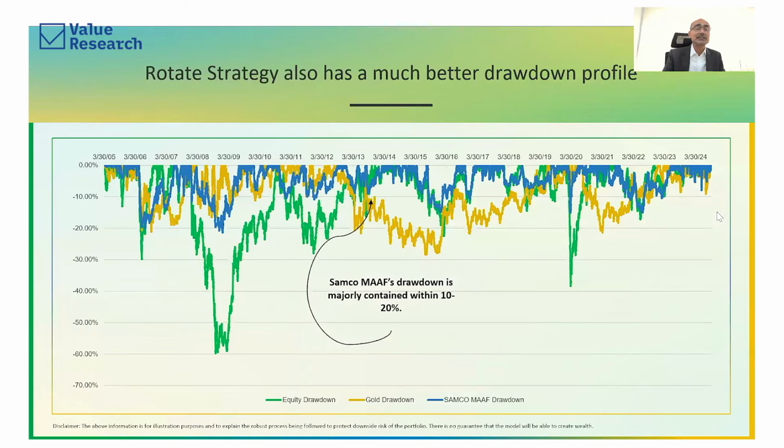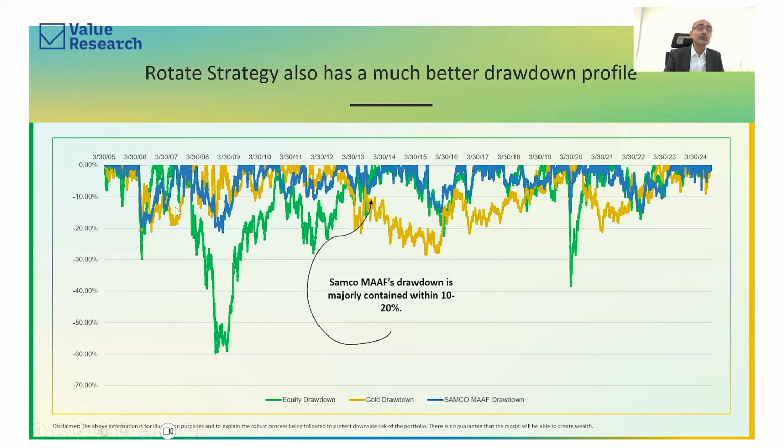And this is the drawdown protection. This is how risk management will happen. The blue line is the Samco Multi Asset Allocation Fund's model drawdown. The yellow is the gold and the green is the equity. At times, when equities are down, this fund will be out of equities. Even if gold is down, the fund will be out of gold and enter into debt arbitrage mode.